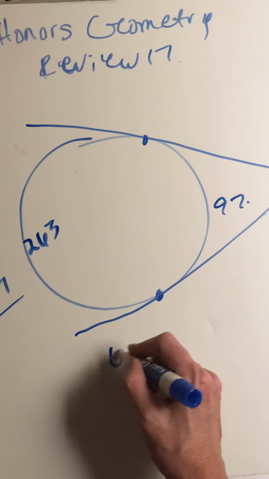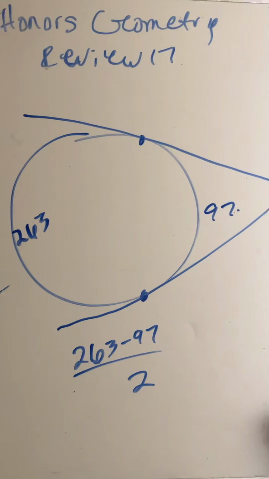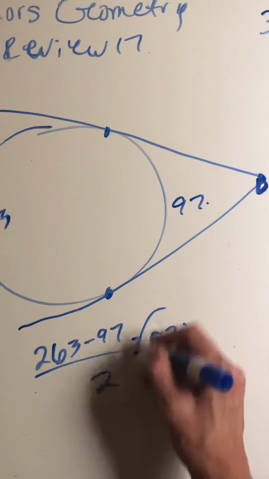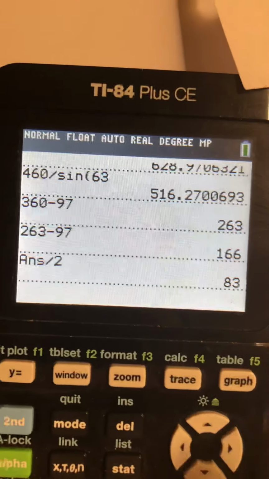Then you do 263 minus 97 divided by 2, and you get 83. So make sure on your calculator that you do your subtraction first and then you divide by 2. Okay, so make sure you do that.